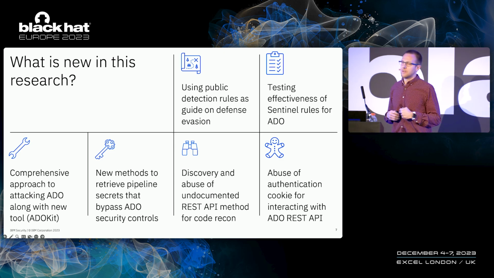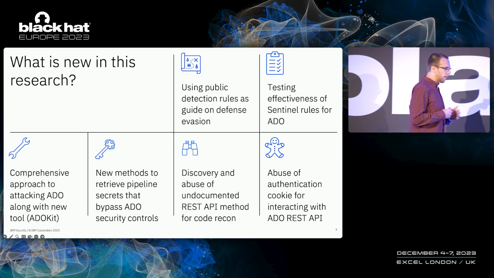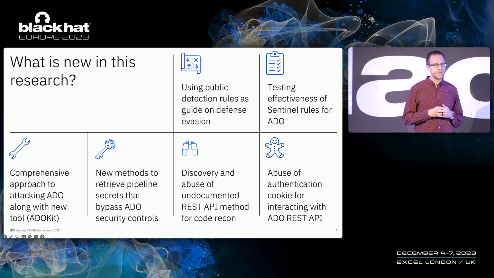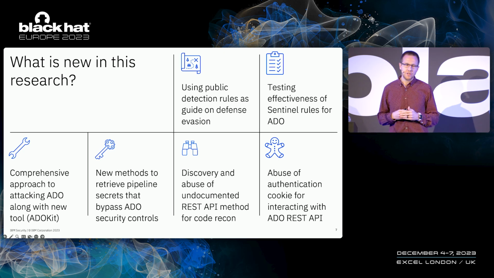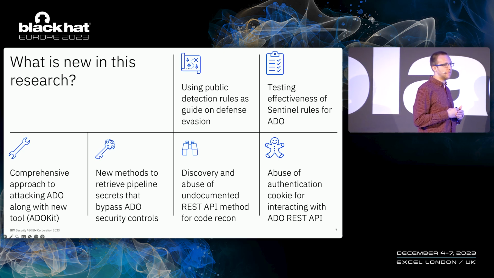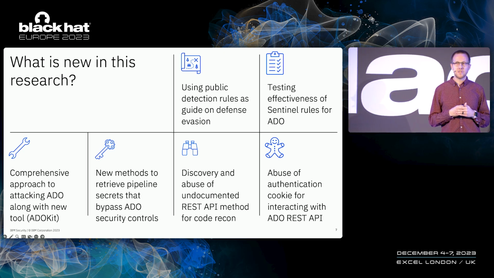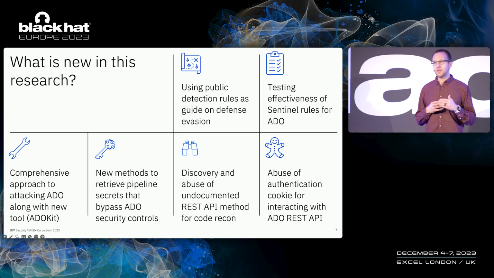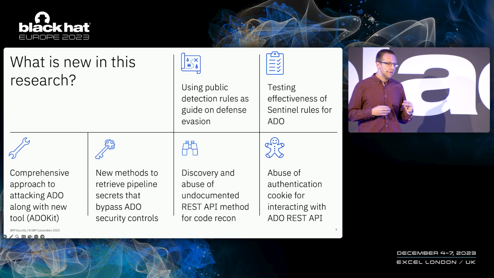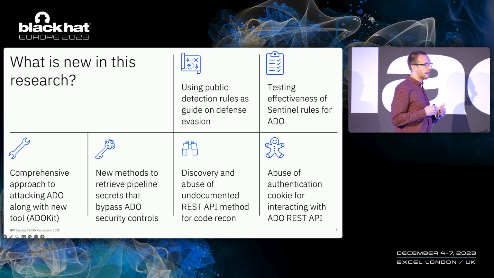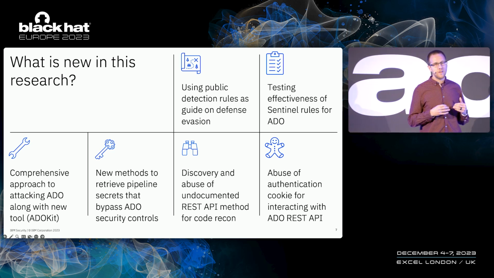What's new in this research? There are multiple new things. First off, using public detection rules as a guide on defense evasion. There hasn't been a lot of talk publicly around building into your offensive methodology, whenever you're attacking a system, to first look at any publicly posted detection rules to see if there are any trivial bypasses you could use when you're attacking that system. Second, there haven't been any public talks that show the effectiveness of the default Sentinel rules for Azure DevOps.